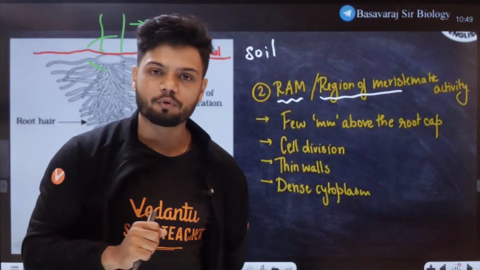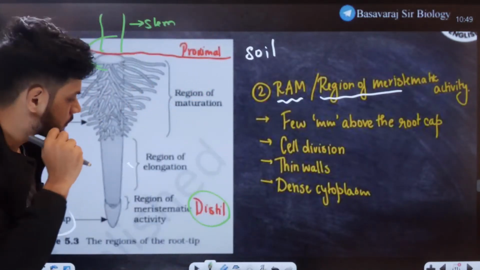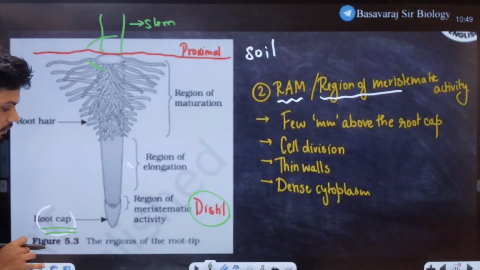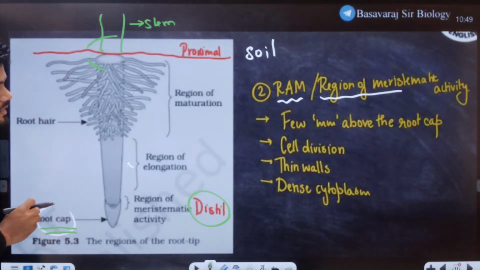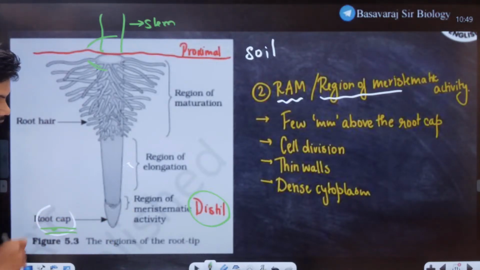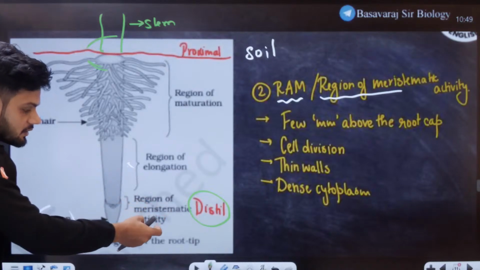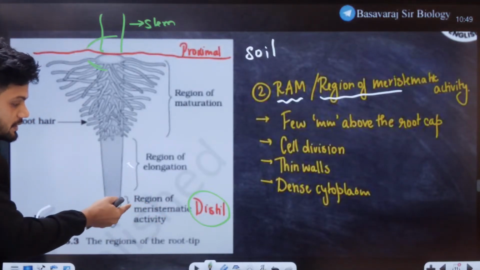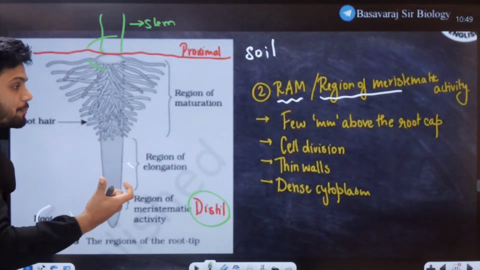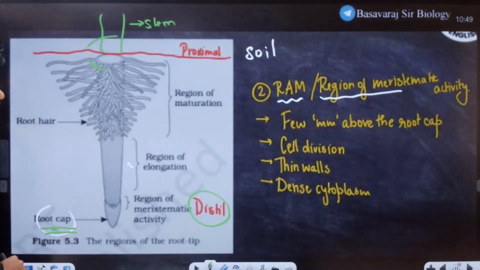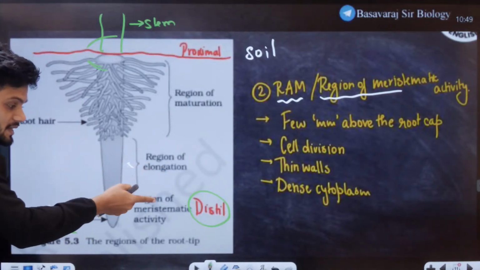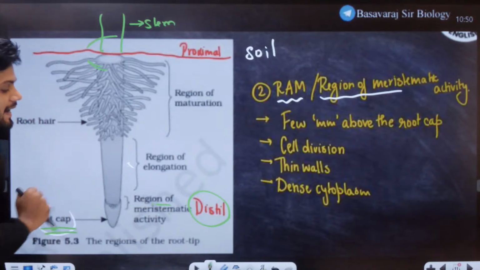Now, let me ask you one small question. See this. For this root cap, students, what could be the proximal end? Proximal end for this root cap is the region of meristematic activity. Now again, to this region of meristematic activity, which is the proximal end? Proximal end is going to be the region of elongation. Now, to this region of elongation, which is the proximal end? Region of maturation. Again, to this region of elongation, which is the distal end? Distal end is going to be the region of meristematic activity.